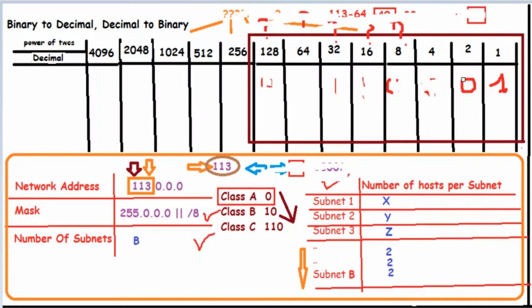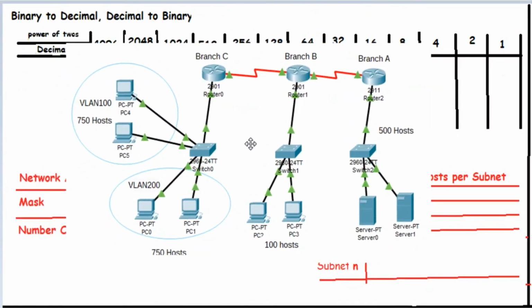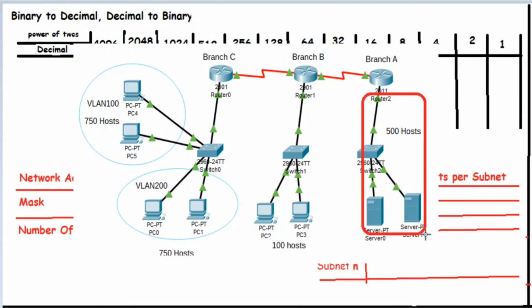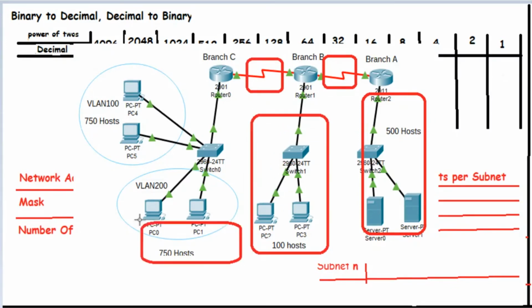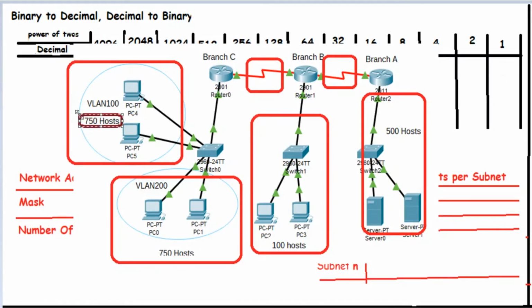Let's clear this up a bit. So far we have two of our key elements, the network address and the subnet mask. Now we need to know the number of subnets and the number of hosts per subnet. Well, that depends on how the scenario is presented to us. It could be a topology like this, where you have to count the number of networks, or more specifically, the broadcast domains. In this case we have 1, 2, 3, 4, and 2 VLANs, making it 6 subnets.